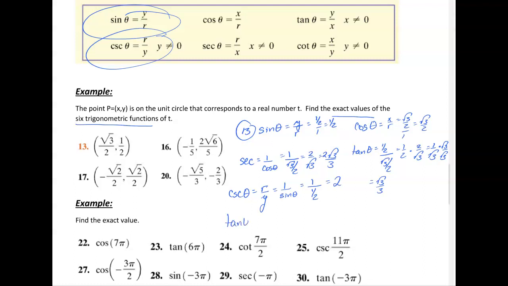And then I need to find the tangent of theta. Sorry, I found tangent. I need to find cotangent. Okay, look at your relationship here. Cotangent is the same thing as 1 over the tangent. Okay, that's why it's equal to x over y. So square root of 3 over 2 divided by 1/2. So square root of 3 over 2 times 2 over 1, which is just going to be square root of 3.